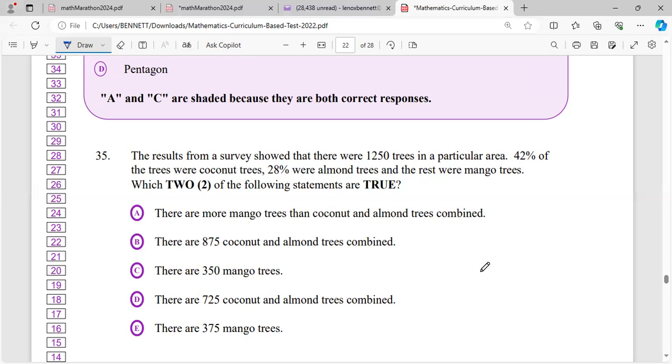Which is it? Two answers. Work your magic now, guys. Work your magic.